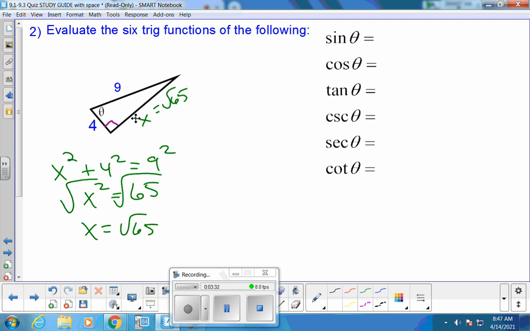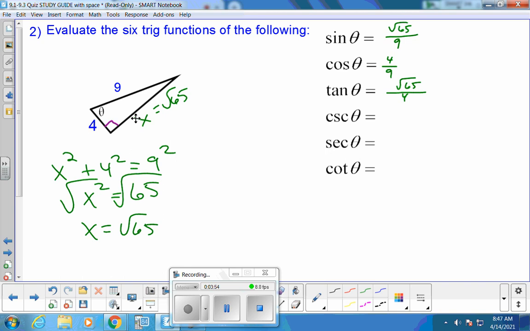Let's see what ratios all my board buddies did. Sine was opposite over hypotenuse, and there's no reducing there. Cosine is adjacent over hypotenuse. No reducing there. Tangent is opposite over adjacent, and there's no reducing there.